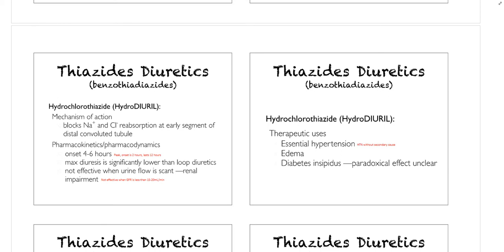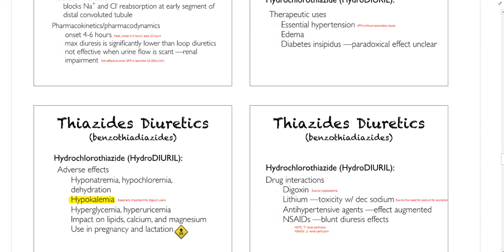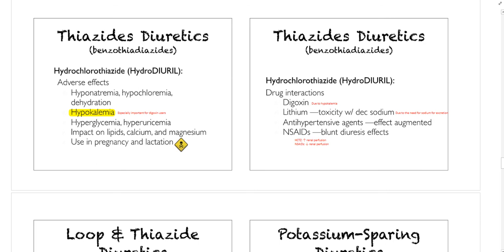So we're going to be using this for something like essential hypertension, which is primary hypertension, meaning that we have no real secondary cause. This is what the vast majority of people have, whereas secondary hypertension comes from something else, like a kidney problem that's limiting how much fluid we can get rid of, causing hypertension. We use it for edema, like in CHF, or diabetes insipidus, and we don't know why, so there's no point in figuring that out for us as nurses.